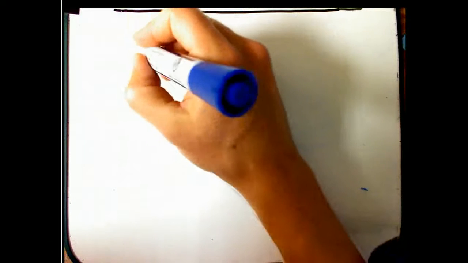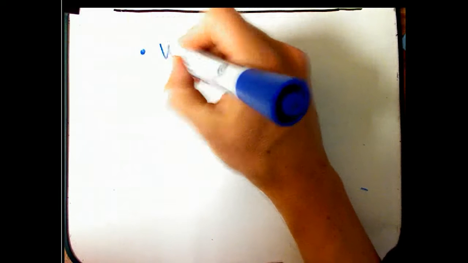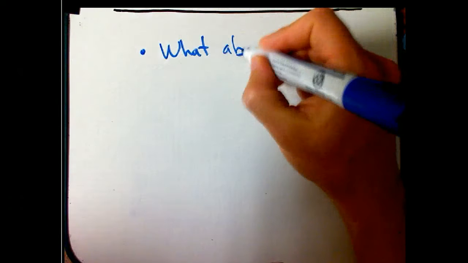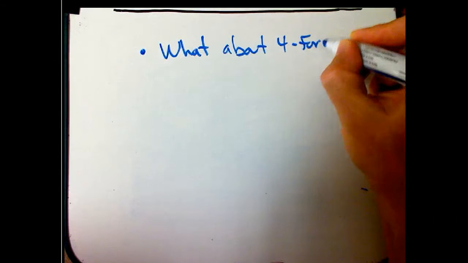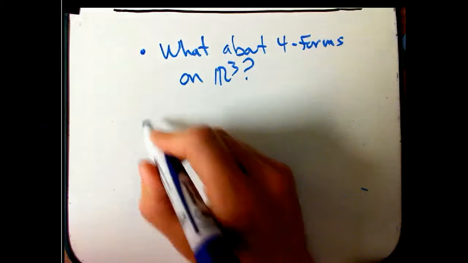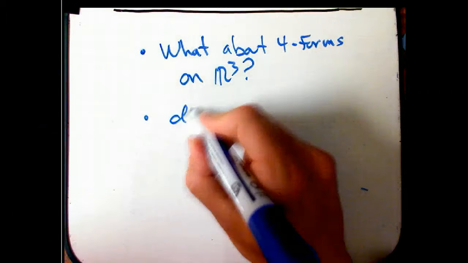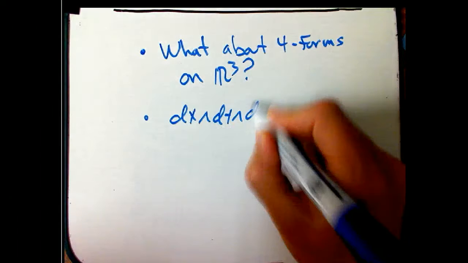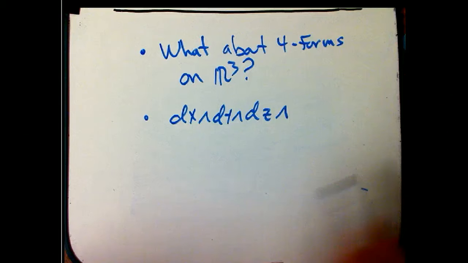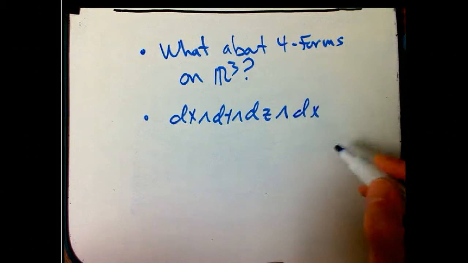Okay. So speaking of anti-commutativity, here's a question. I keep alluding to things like four forms. What about four forms, but specifically on R3? Well, how would I build such a thing? I would take dx wedge dy wedge dz wedge, whoops, wait a minute, there's nothing left. Well, okay, let's just reuse one, wedge dx.